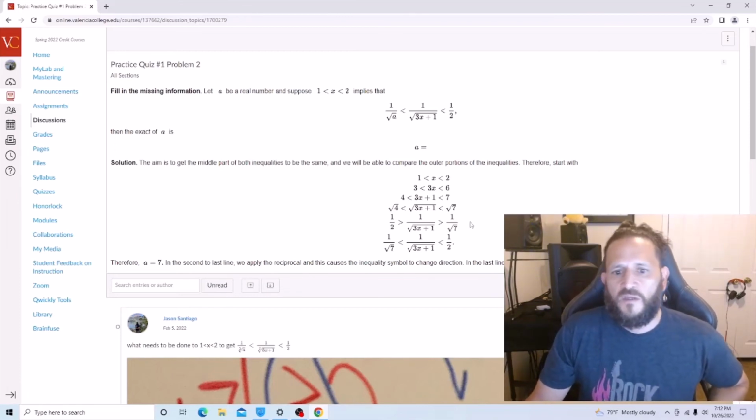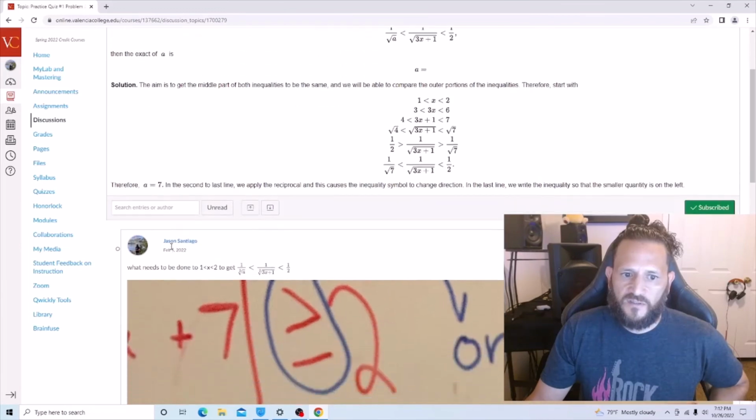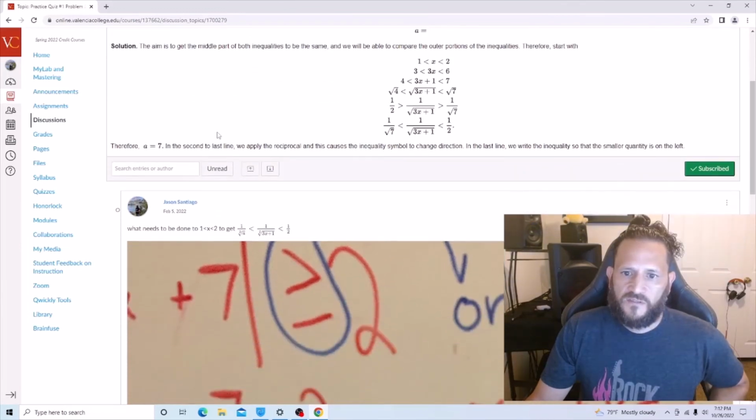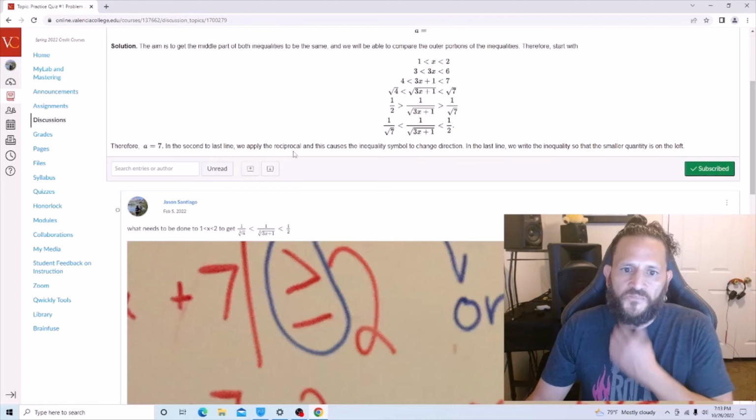All right. So if that's the answer that they want, the exact of A. Okay. The exact of A is 7. Therefore, A equals 7. Okay. So here it's saying A equals 7, and the second to the last line we apply the reciprocal. So that's the reciprocal rule.